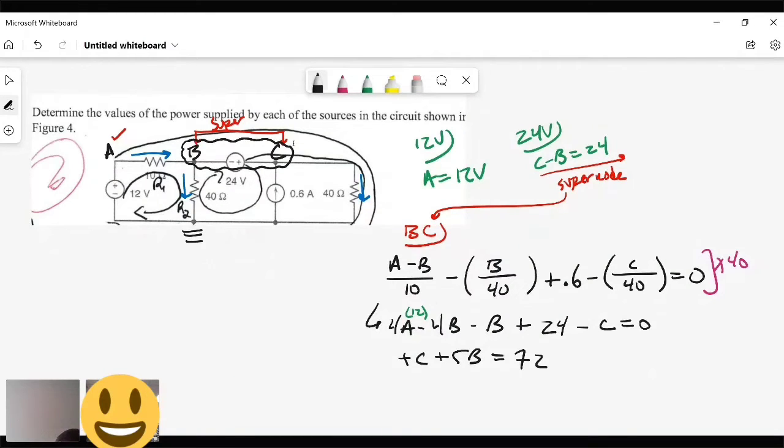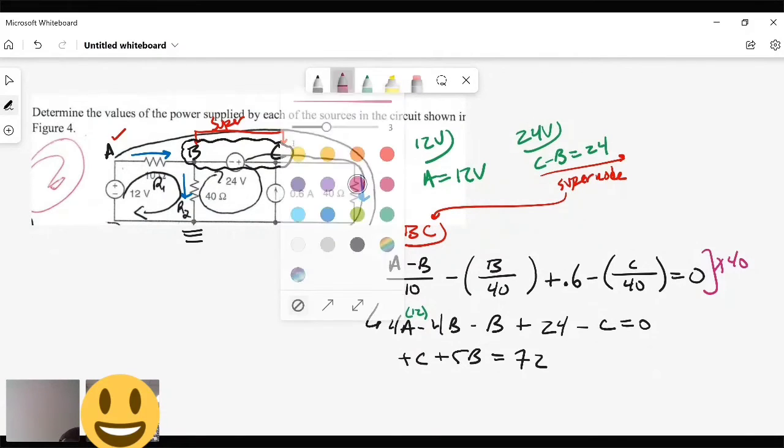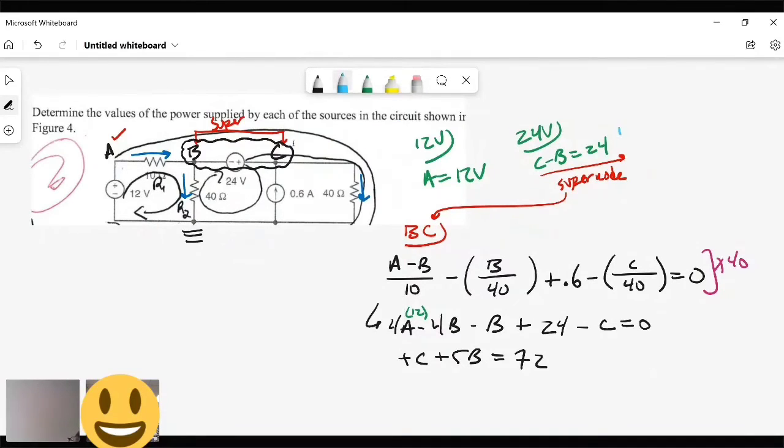All right, dope. And so now you have one equation here, one equation here. You just got to solve them. Okay, so solve the system. You're going to subtract the two from each other.